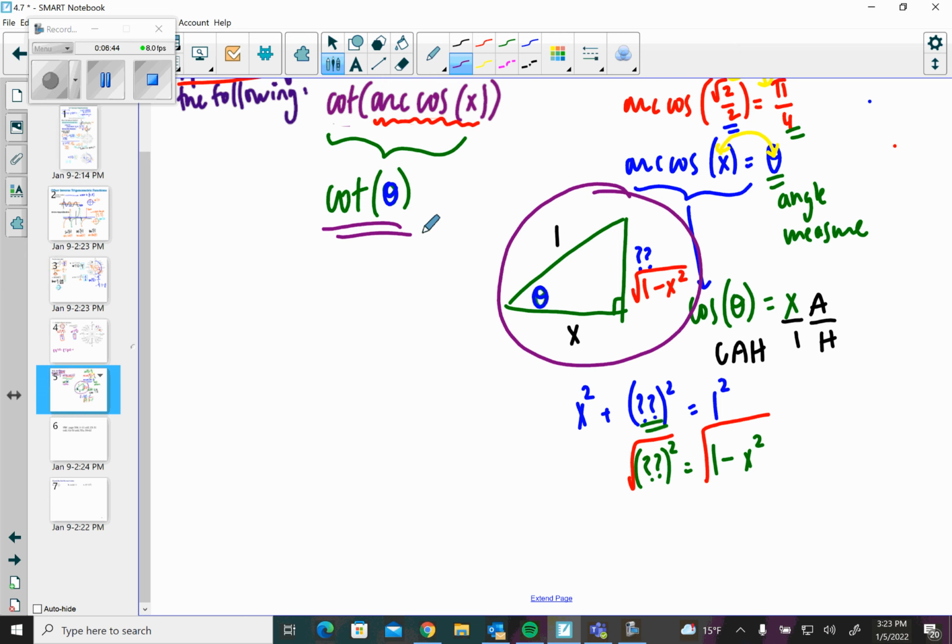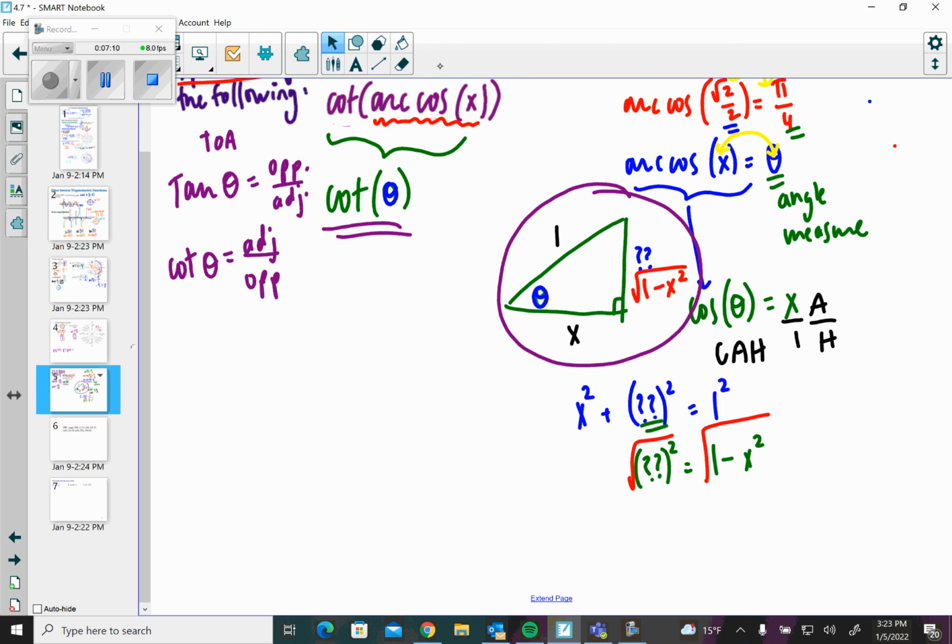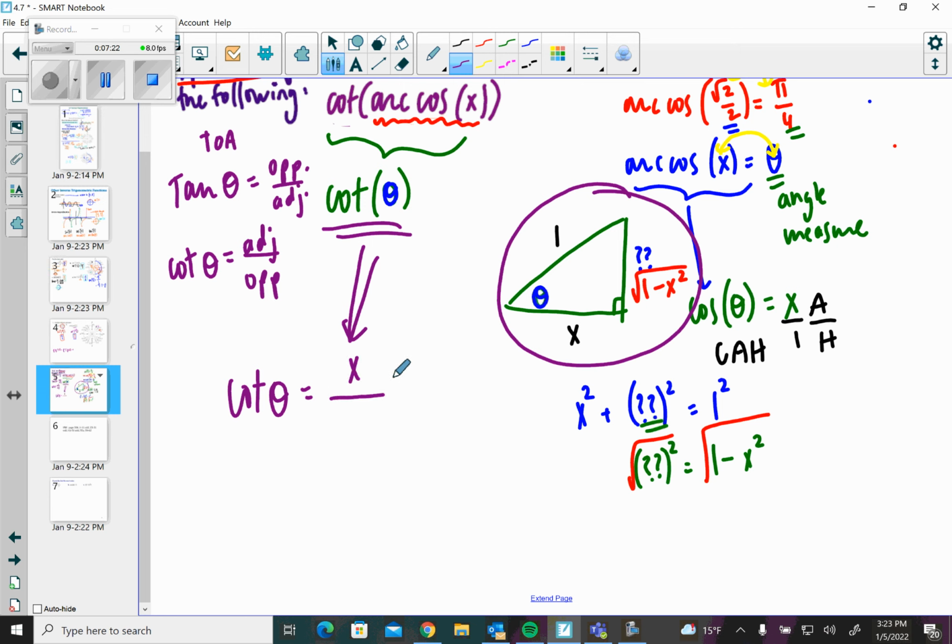I now have a problem that is really just right triangle trig. Specifically, if we think back to right triangle trig, cotangent is the reciprocal of tangent. Tangent is equal to TOA, opposite over adjacent, which means cotangent will be equal to adjacent over opposite. If I want to find cotangent of the angle in this triangle, I'm going to take the adjacent, which is x, and divide it by the opposite, which is the square root of 1 minus x squared.